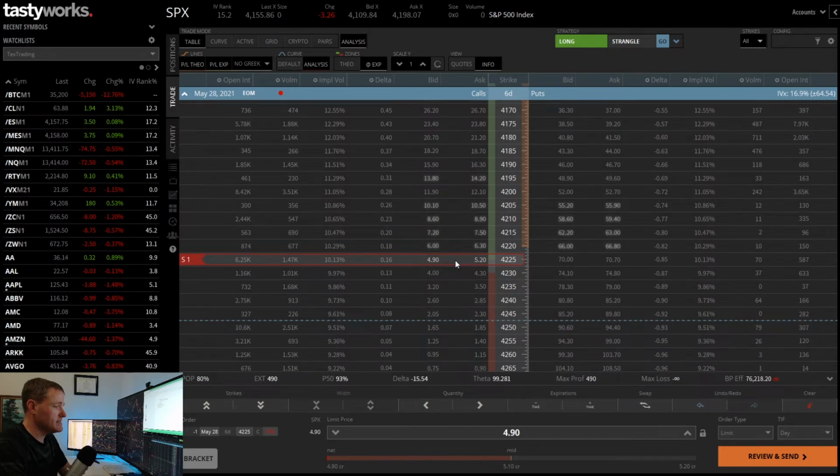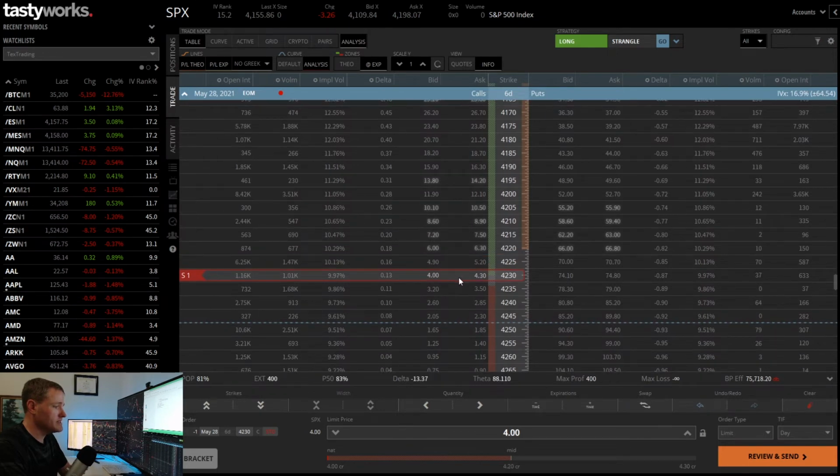If we do that 16 delta, we might just go with a 13 delta if we want to be a little bit safer. Let's throw in our protective leg here. So even at the 13 delta, you can see here that our max profit is $145. Our max loss is $855.